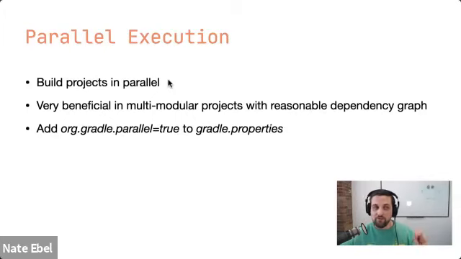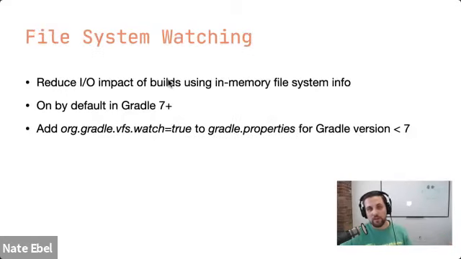Parallel execution. This is another one, very simple to turn on. If you have multiple modules in your project, you can start building them at the same time. And if you have a well separated build with lots of modules that aren't highly coupled, this can be really, really powerful in speeding up your build. And again, most of these are just things you need to add to gradle.properties. So in this case, you could add org.gradle.parallel=true to your gradle.properties file.